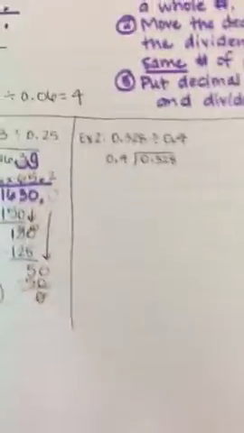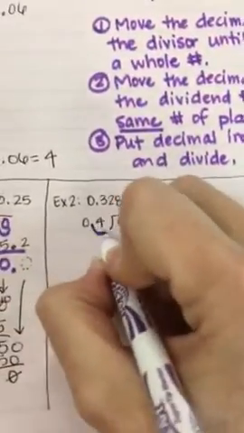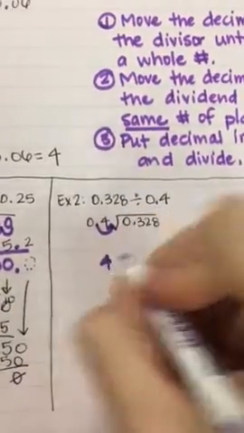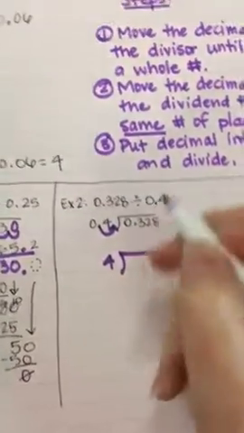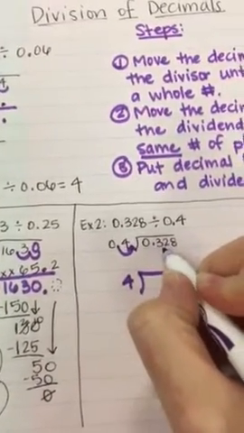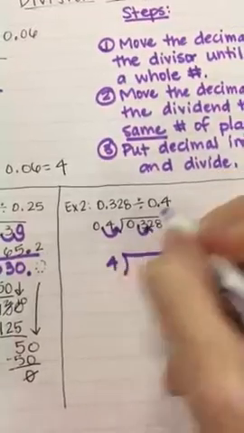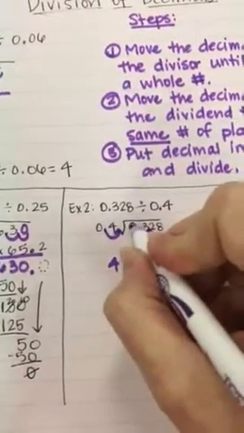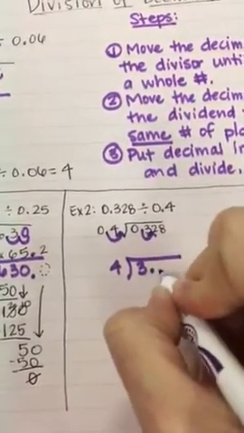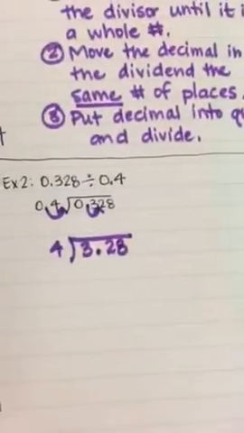Step 1 says I have to move my decimal in my divisor until it's a whole number. So it becomes a 4. Because I moved this one time, I only get to move this one time. So again, I'm not going to move it all the way to the end. I'm only going to move it one time. I take away that front lead 0. My decimal is now here between my 3 and my 2, so this becomes my new problem.